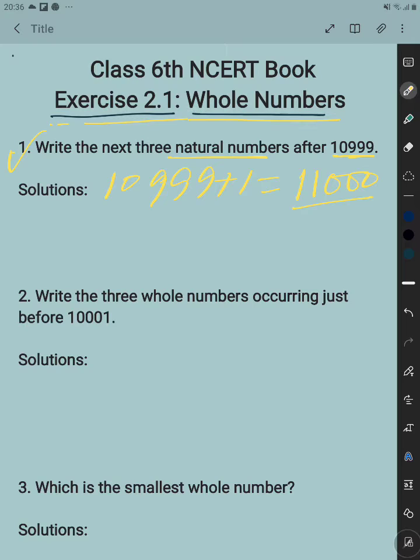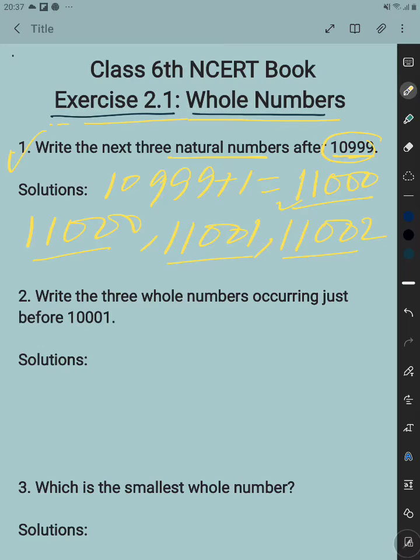Okay, so what will be the next natural numbers? First one is this one, and next one will be, we'll add one more, so 11,001, and for the next number we'll have 11,002. So these are the next three natural numbers after 10,099. So you will write the answer like this.